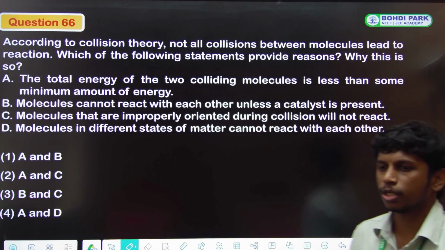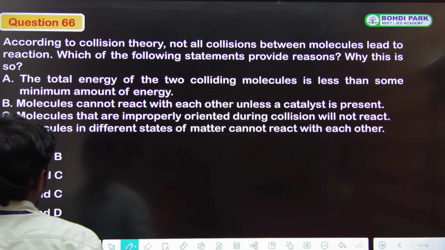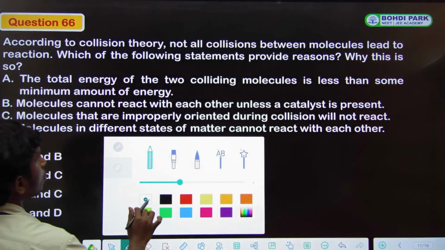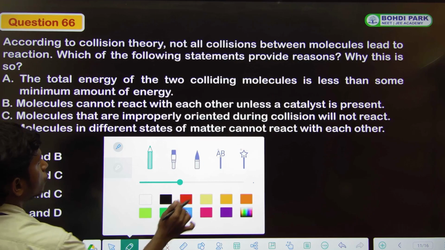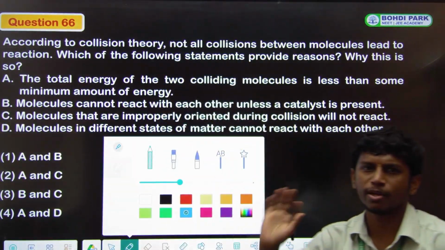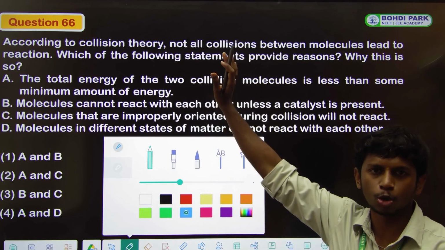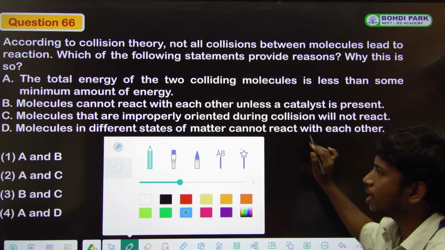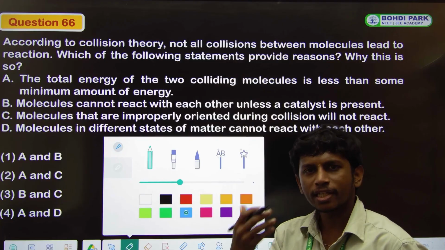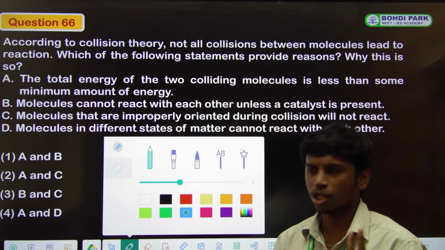Then question number 66. According to the collision theory, not all the colliding molecules lead to the reaction. ஓகேவா, எல்லா collisions உமே வந்து reaction ஆ form ஆகிறது இல்லை. ஓகேவா, என்ன காரணம்? Collision theory ல இந்த question. ஓகே, ஸோ எப்பெல்லாம் ஒரு molecule product ஆ form ஆகணும் அப்படின்னா it must obey 2 rules. ஓகே, 2 condition அதை obey பண்ணணும்.